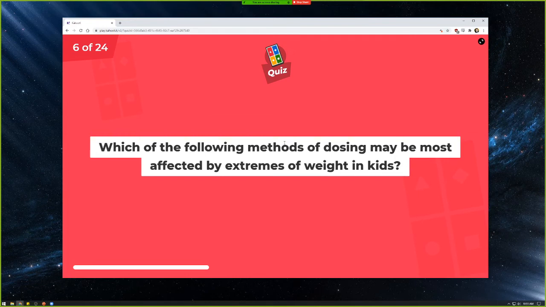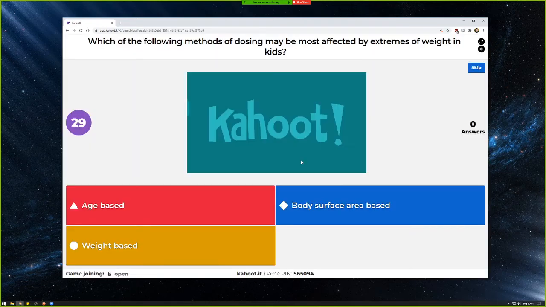Okay, which of the following methods of dosing may be most affected by extremes of weight in kids? Oh, that might be good. If we ever meet in person, I can get them. Okay, so age-based, body surface area-based, or weight-based? Which can be most affected by extremes of weight?